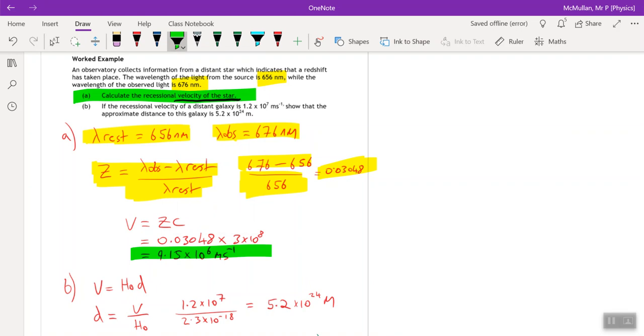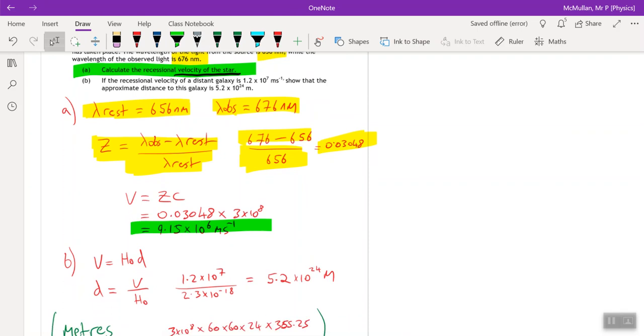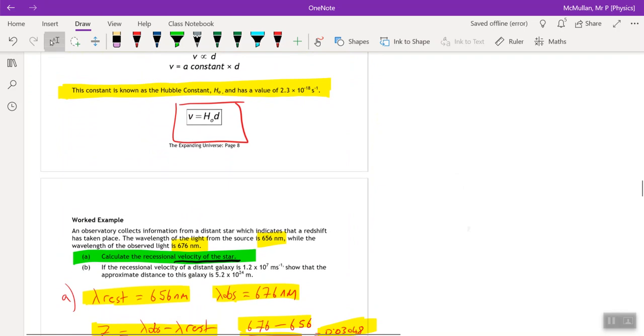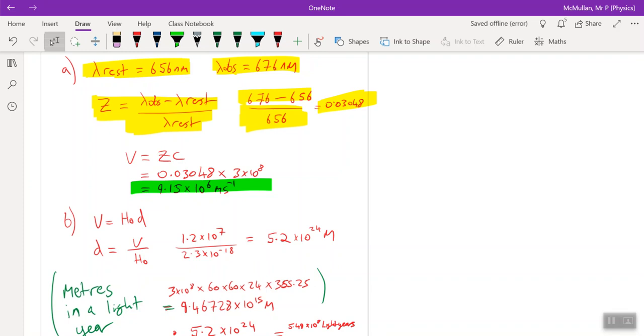If the velocity of a distant galaxy is 1.2 times 10 to the 7 meters per second, show the approximate distance to this galaxy is 5.2 times 10 to the 24 meters. So we have velocity, we know Hubble's constant. Using the graph above, we can work out the distance that this galaxy is away from Earth. Rearrange our formula, V equals H naught multiplied by D. Therefore, D equals V divided by Hubble's constant, which tells us that the distance is 5.2 times 10 to the 24 meters.